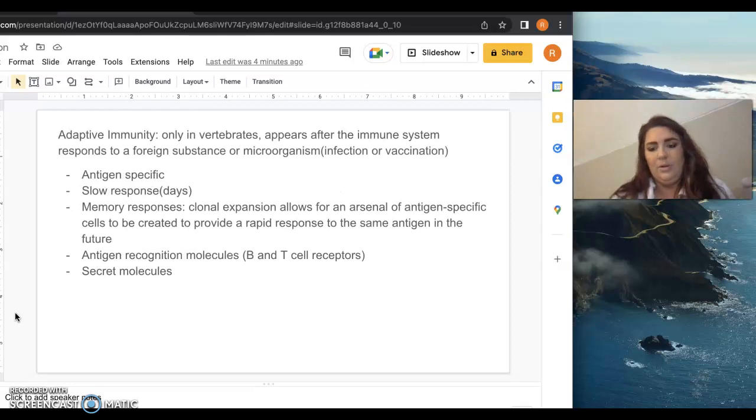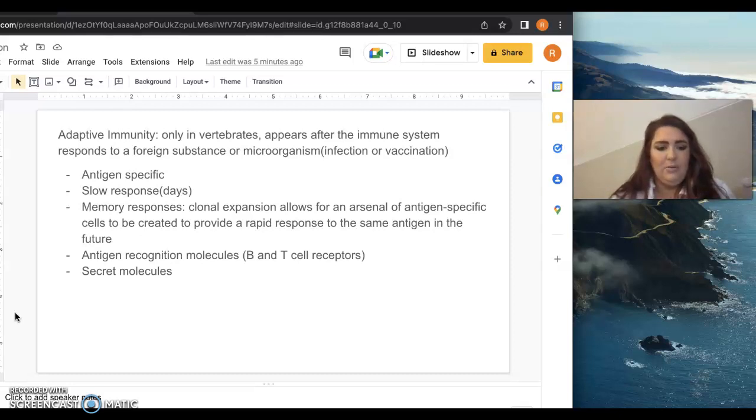Adaptive immunity is only present in vertebrates, and it appears after the immune system responds to a foreign substance, whether that be infection or a vaccination, and this one is antigen specific, so it has a slower response, which can happen over a few days. So this is why when you've been exposed to someone who's infected with a disease or a virus, it can take a few days for it to show up, because your adaptive immune response is taking a while to recognize that there is something in your body that does not belong there.